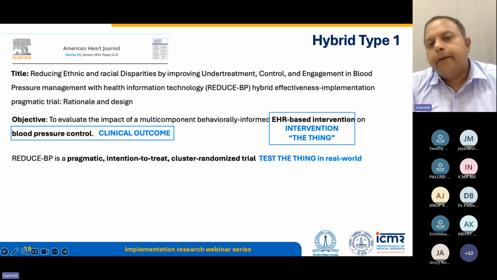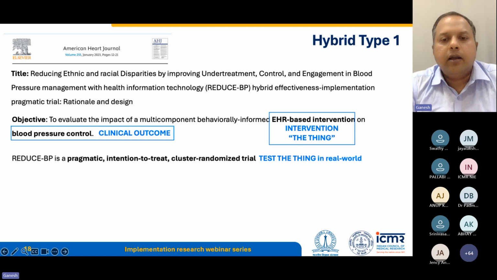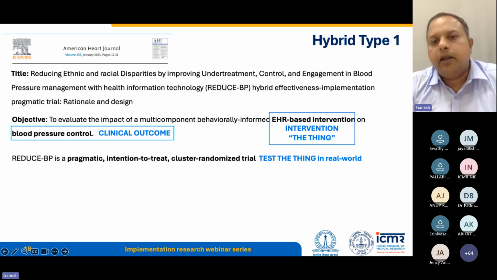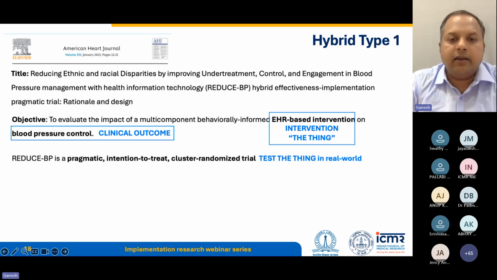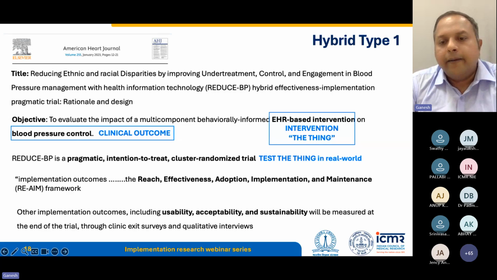Please understand, predominantly in a hybrid type 1 study, we always adopt a participant-centric or participant-led randomized trial. We will be measuring our unit of randomization as the participant, and the unit of analysis will also be the participant. Testing the thing in a real-world setting is an effectiveness trial.